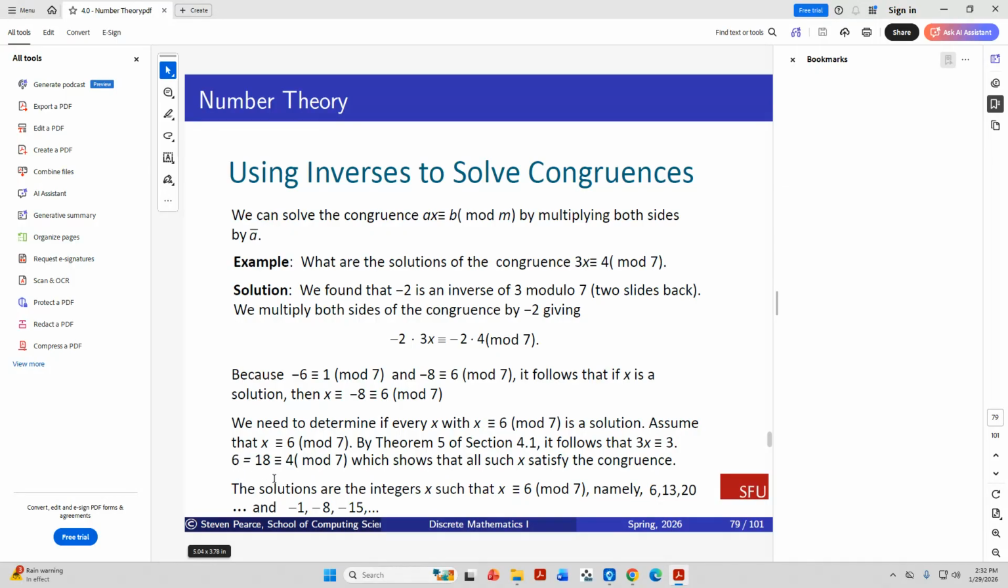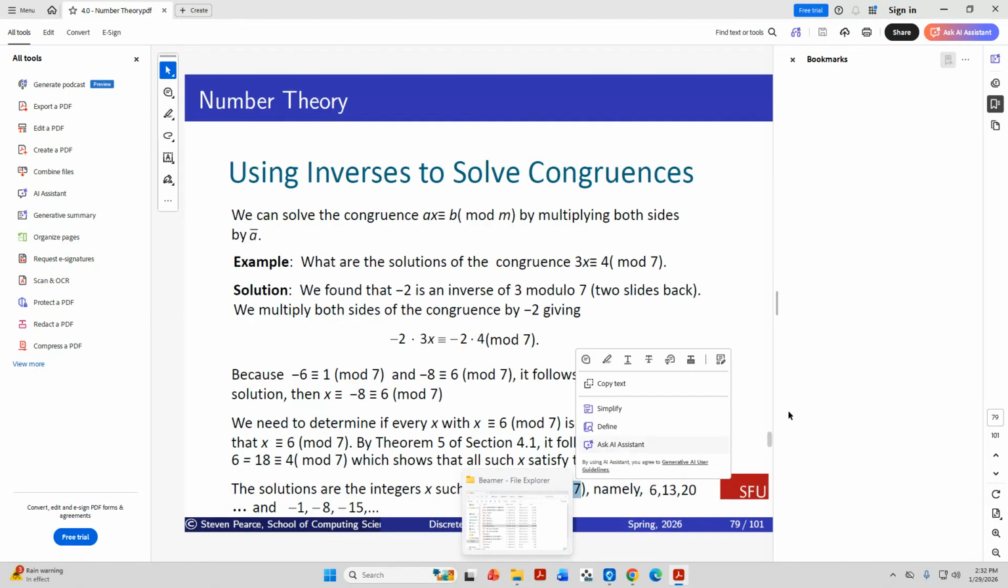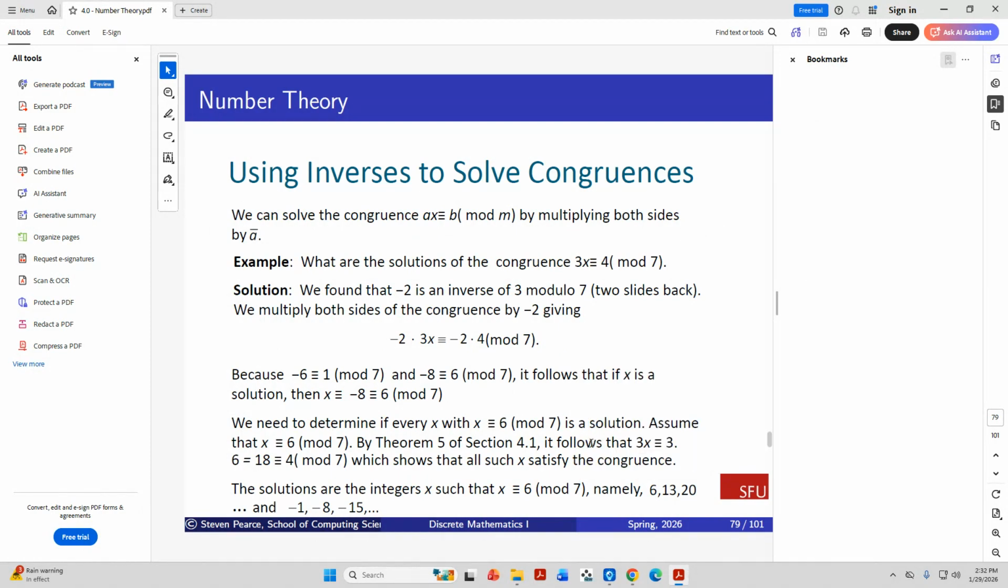6 equals 18, which is congruent to 4 mod 7, which shows that all such x satisfy the congruence. So we're satisfying all of these various values of x for the solution to this linear congruence. The solutions are the integers x such that x is congruent to 6 mod 7. Here you can see how it is. It's got to be 6, and then 13, and then 20, and all the way to minus 1, minus 8. So this thing cycles in patterns of 7, okay? And so those are the solutions to this linear congruence.